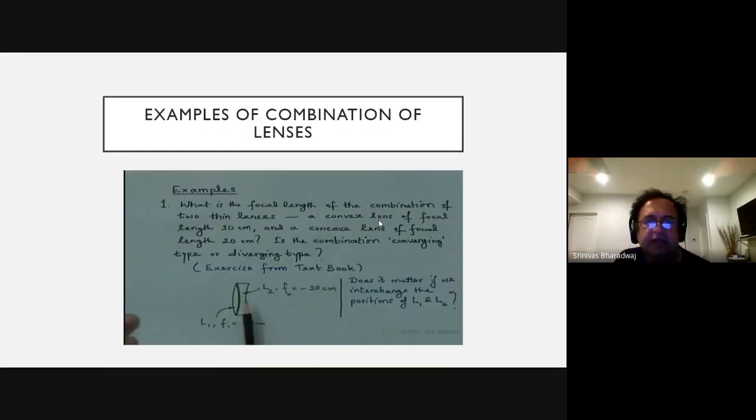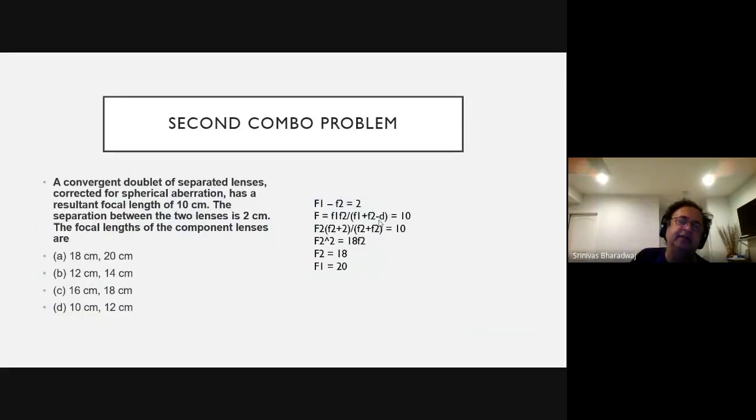So that is the key point there. When you do the correction, the difference in the focal lengths should be the distance by which you separate them. So you have F1 minus F2 equals 2, then F1 F2 divided by F1 plus F2 minus D equals 10. It's 2 equations and 2 unknowns. When you solve, you end up with a square law equation. F2 square equals 18 F2, F2 equals 18. Therefore, F1 is 2 plus 18. Therefore, you have 18 and 20. Notice the answers also differ by 2. They want to make sure you understood this logic.